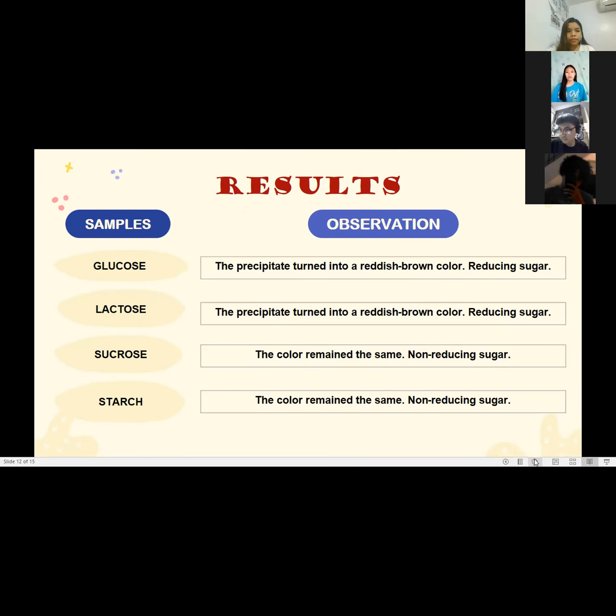Based on my observation of the sample, sucrose and starch are the same. The starch and sucrose turn deep blue after the drops of Fehling's solution A and B. After boiling it for a few minutes, the color stays the same, which means it's negative. It indicates that starch and sucrose do not contain reducing sugar.